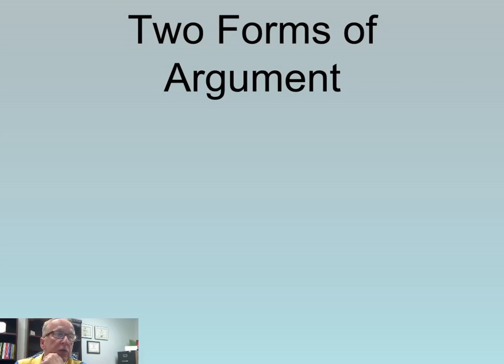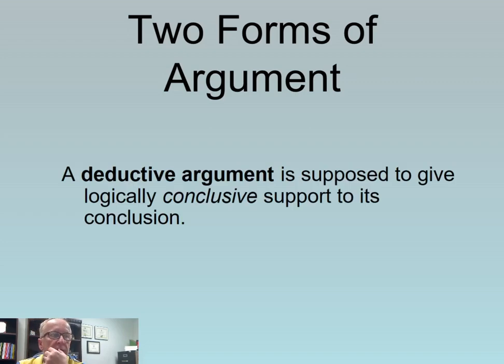Now, there are two forms of arguments. The first form of argument is what we call a deductive argument, and this gives logical, conclusive support to its conclusion. Now, a deductive argument gives conclusive support, it's always conclusive. We can't determine or argue with it, basically.